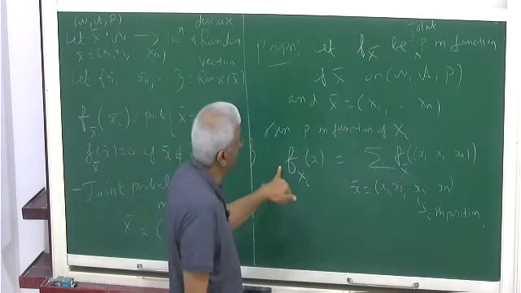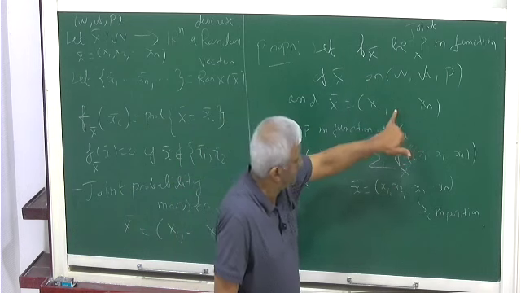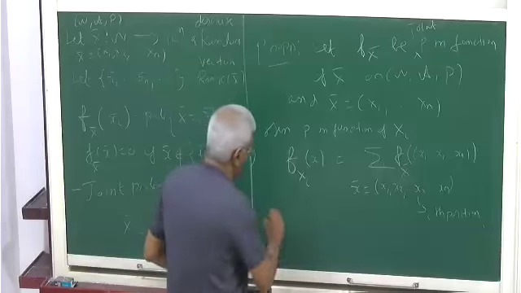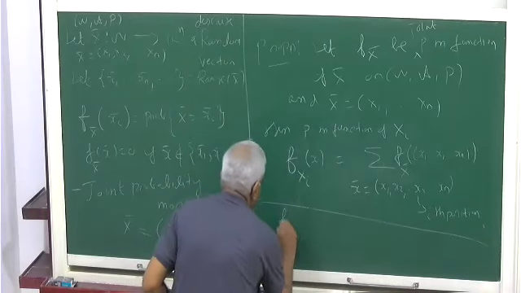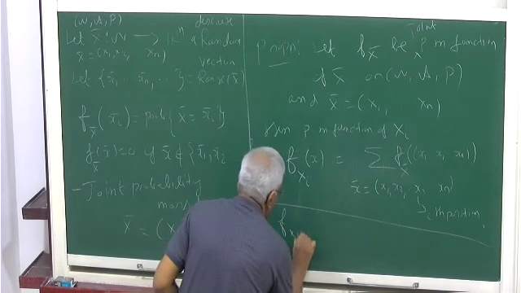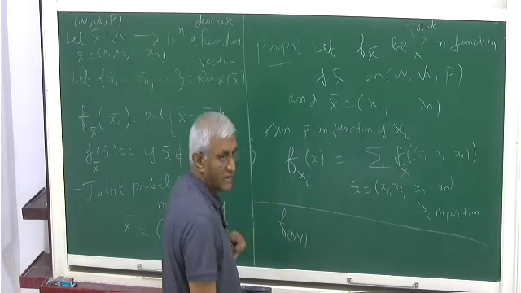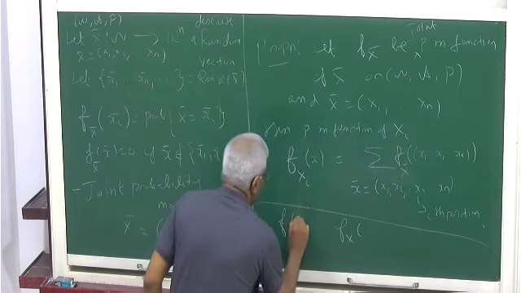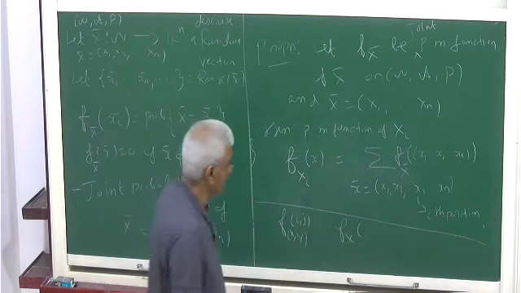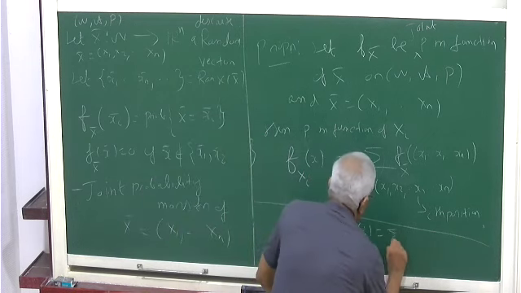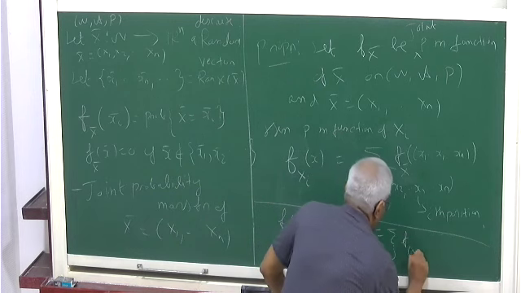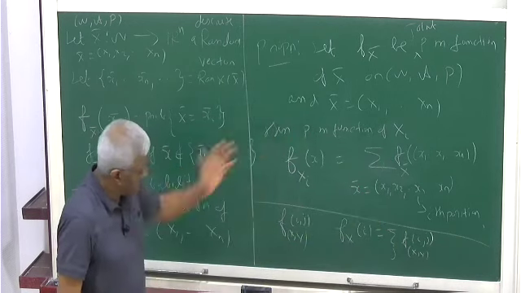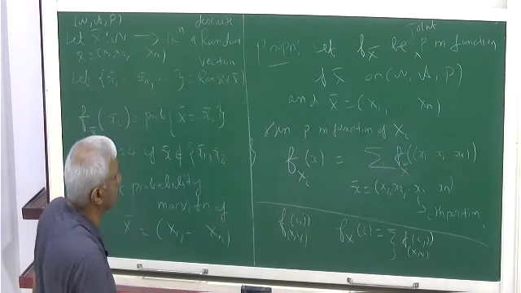So if you want to compute the probability mass function of any one random variable, for example, if you have only two random variables, x and y, and f_xy is given, and you want to compute f_x, then f_x of i equals the summation over j of f_xy, the joint one, of (i, j). You sum over the j. That's what I have written. There is no mistake in that.